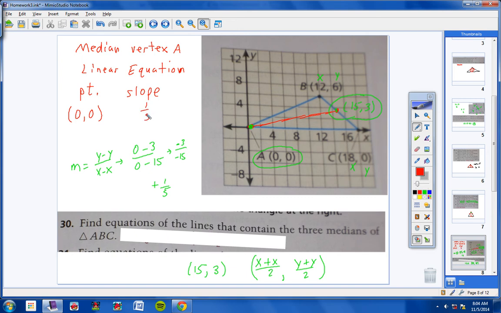So now we're ready to write our linear equation. Remember how to do this, guys? We've learned this. Okay, here it is. Use this formula here. Not sure what happened to my fraction here. 1/5. Remember this formula?